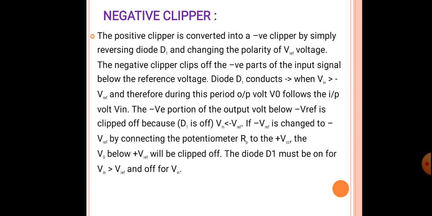If minus V reference is changed to plus V reference by connecting the potentiometer RP to the plus VCC, the V0 below plus V reference will be clipped off. The diode D1 must be on for V in greater than Vref and off for V in less than Vref. The working is similar to that of the positive clipper, but the polarity and the diode are reversed.